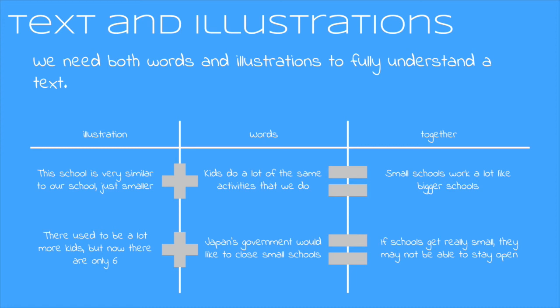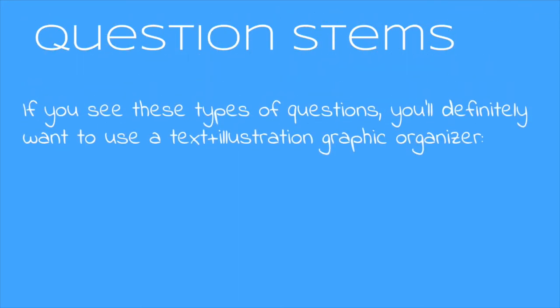Understanding what the words and illustrations mean together means you can just look at the illustration, figure that out, look at the words and figure that out, then combine them. If you see these types of questions, you'll definitely want to use a text plus illustration graphic organizer.